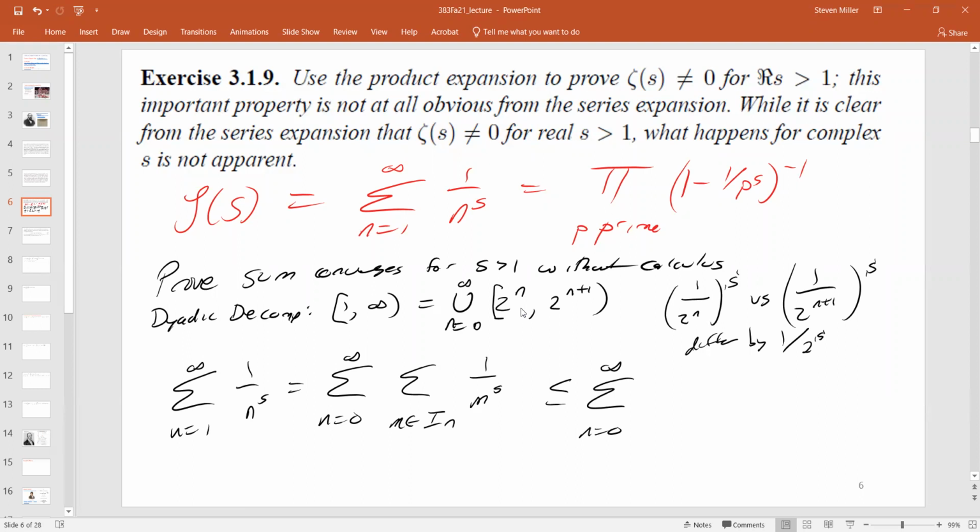Well, the interval goes from 2 to the n to 2 to the n plus 1. So how many terms are in the interval? 2 to the n minus 1. I really don't want to write the minus 1. Let's just write this 2 to the n terms. And each term is at most 1 over 2 to the ns, right? So this is just the same as the sum, n goes from 0 to infinity of 1 over 2 to the s minus 1 to the nth power. What do we know about that?